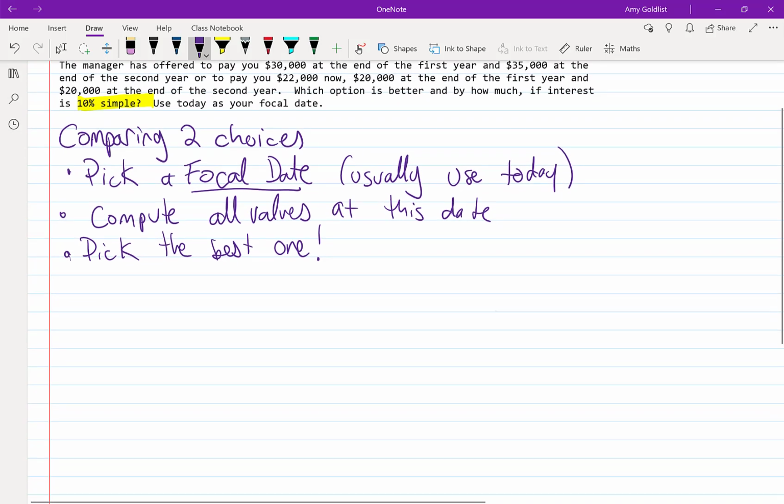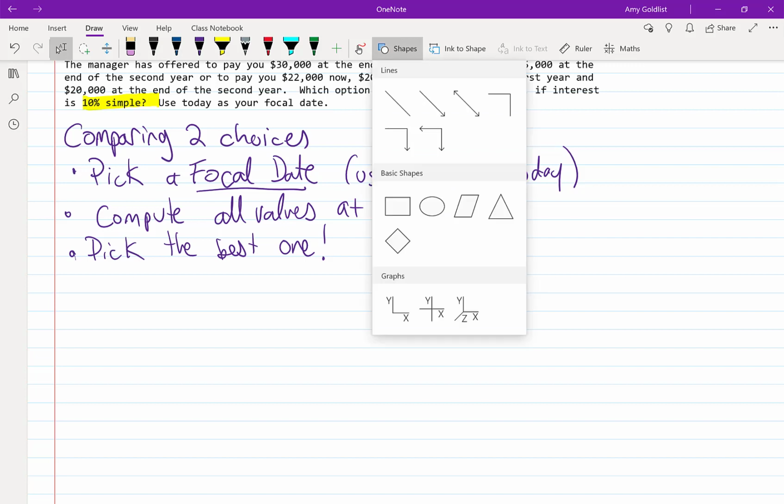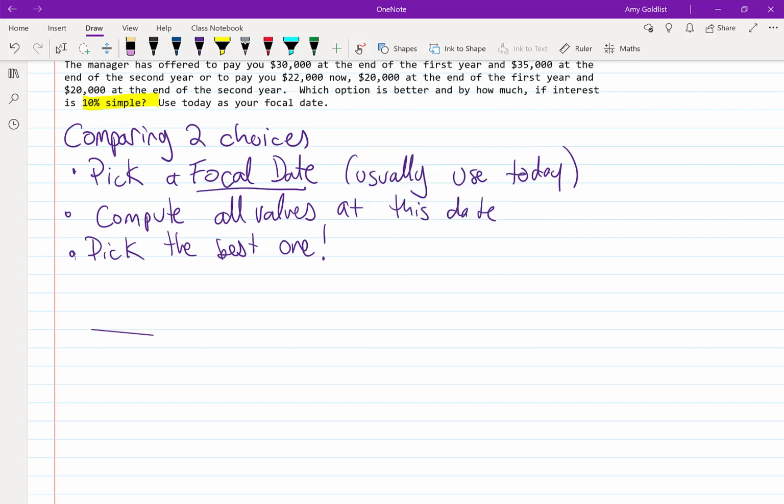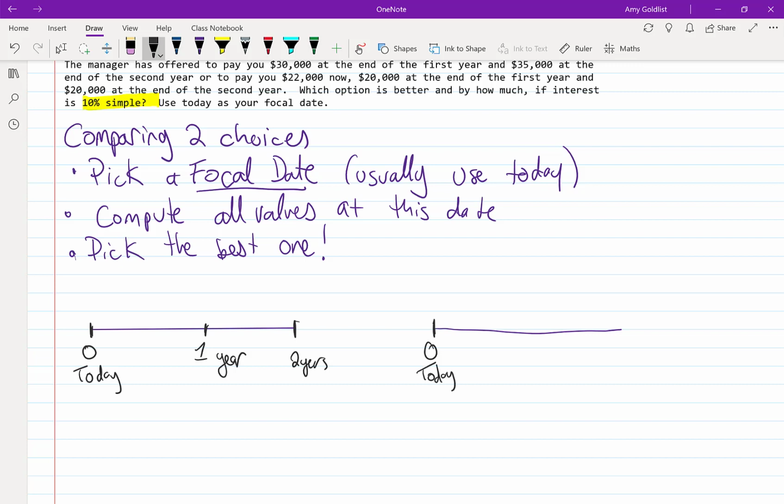What we're going to do to help us is draw what's called a timeline. Timelines are something we're going to be doing a lot of in this course. So I'm going to draw two of them, and I'm going to put in the times. 0 is today, and then all the times mentioned in the problem: 1 year, 2 years. I've drawn two of these because I have two options, A and B.